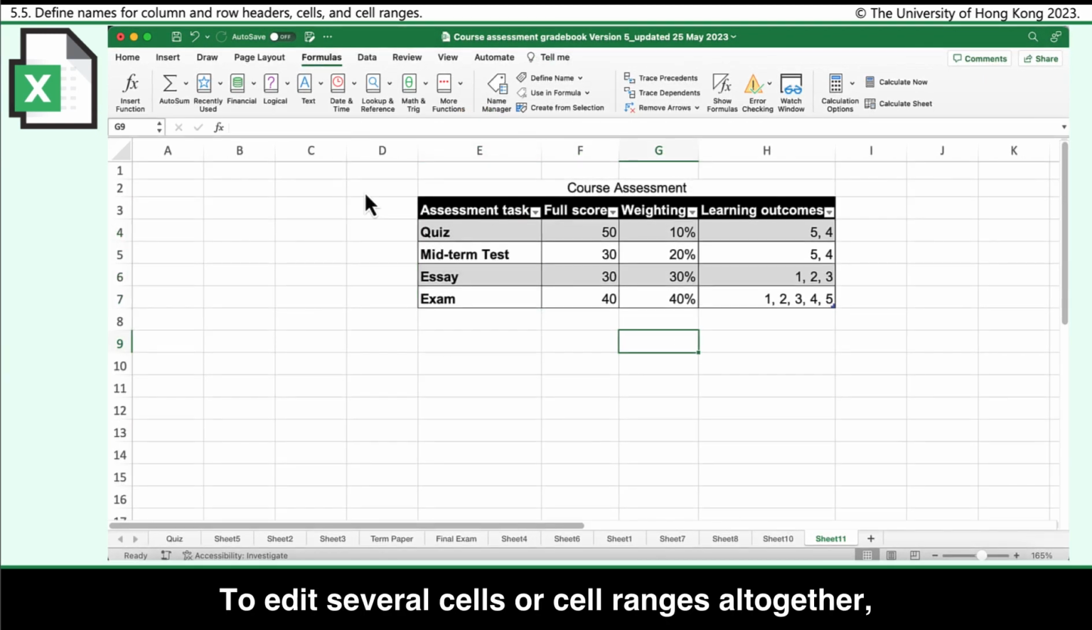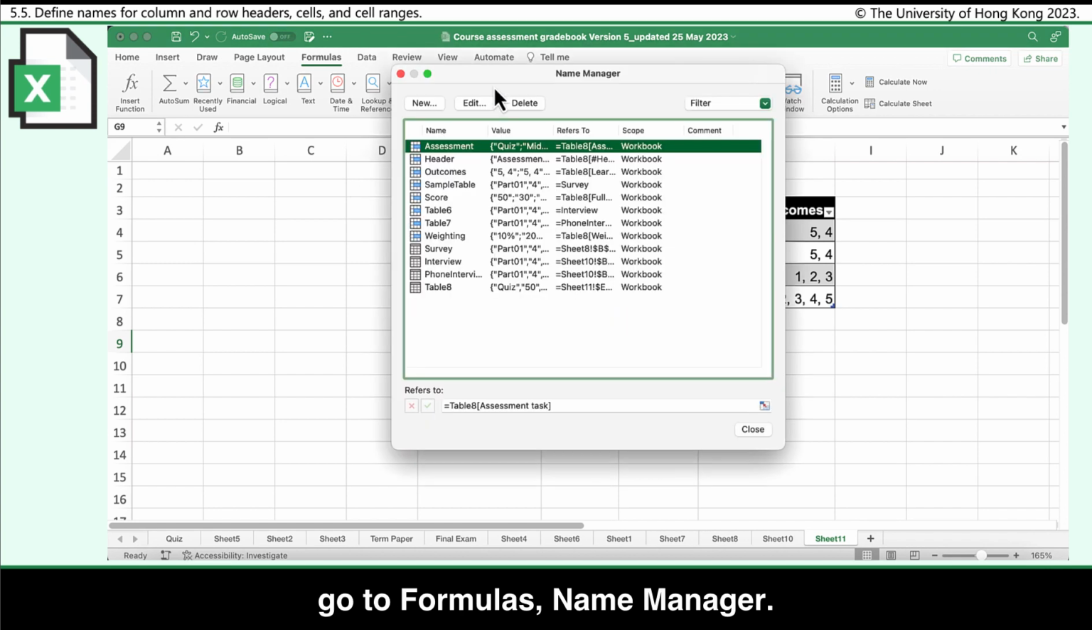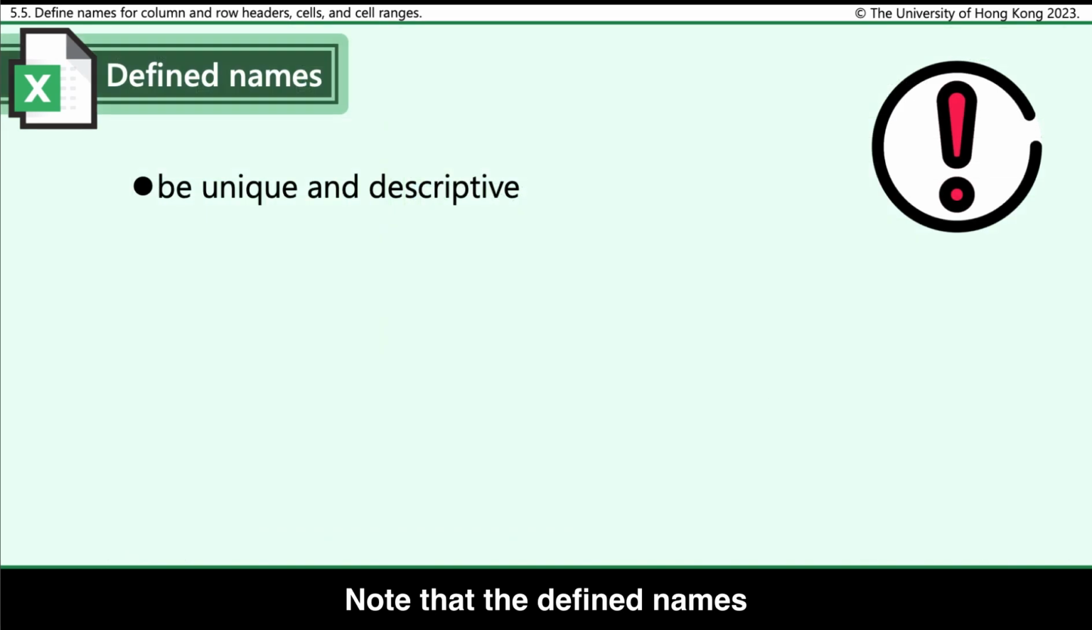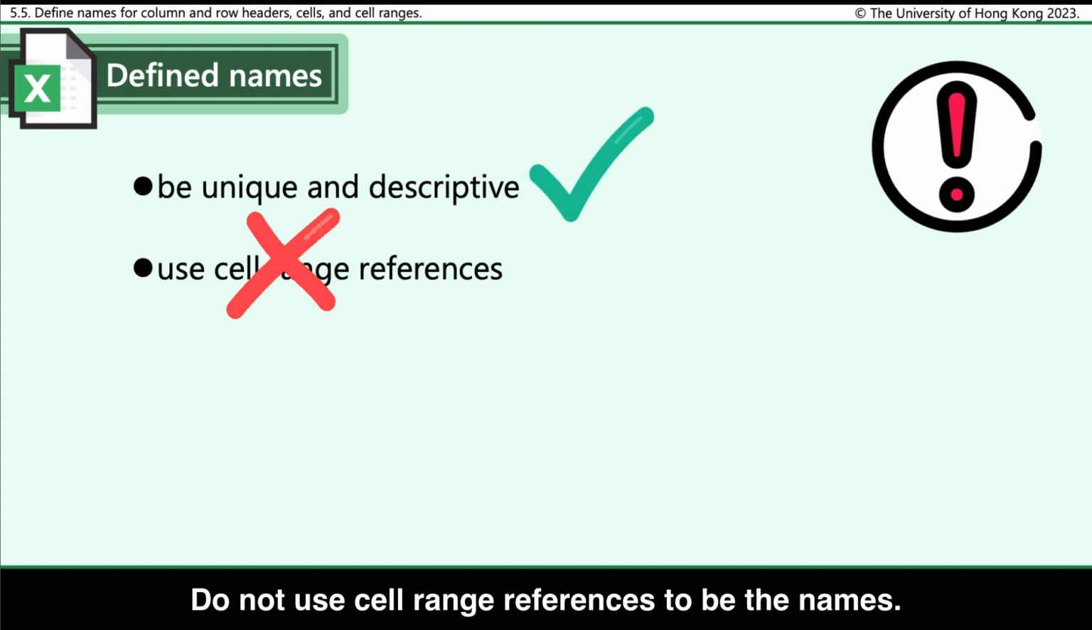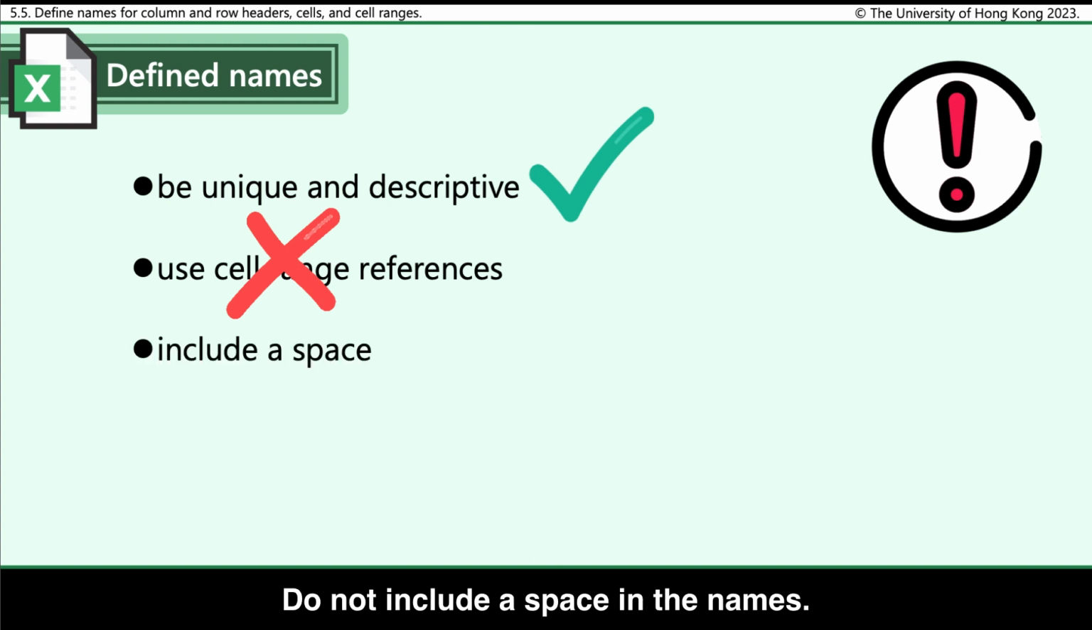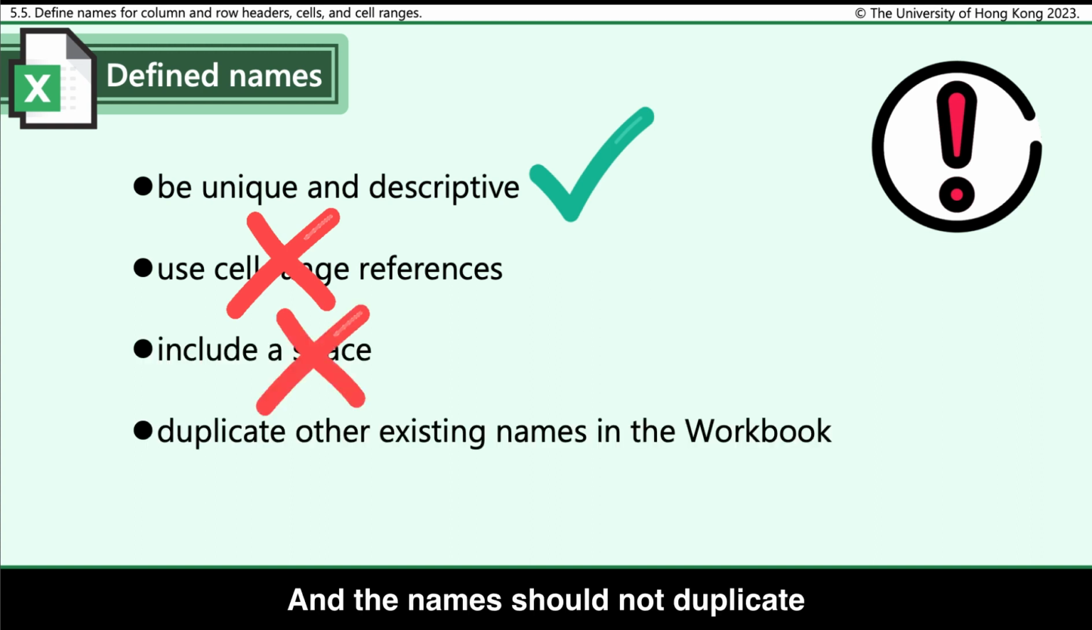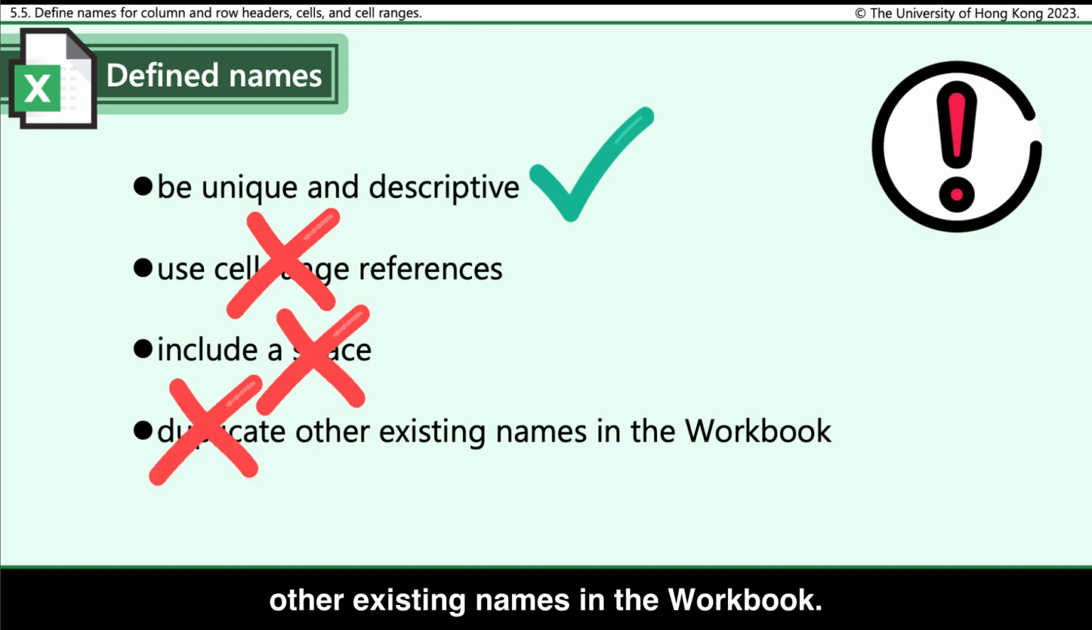To edit several cells or cell ranges altogether, go to Formulas, Name Manager. Edit the information as needed. Note that the defined names should be unique and descriptive. Do not use cell range references to be the names. Do not include a space in the names. And the names should not duplicate other existing names in the workbook.